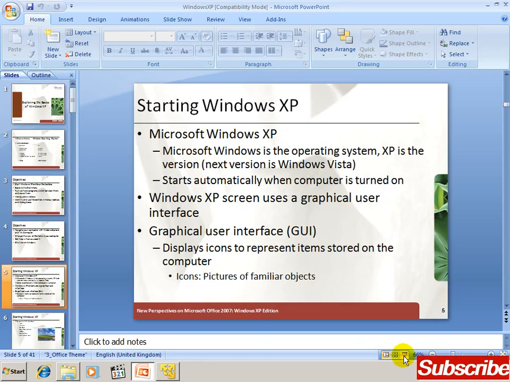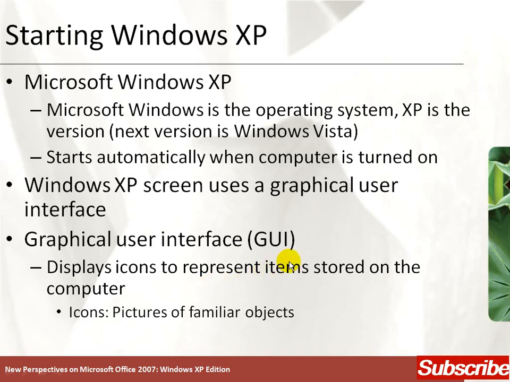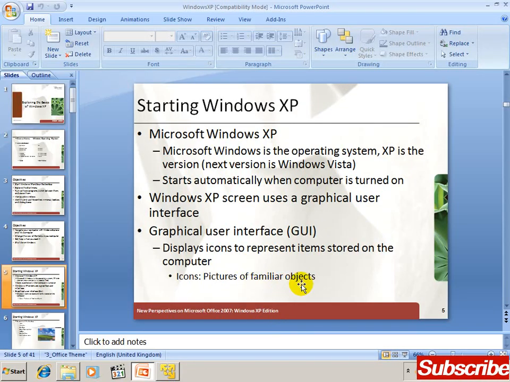Okay, see, a graphical user interface, GUI, displays icons to represent items stored on the computer. Icons, what are icons? Icons are pictures of familiar objects. Objects mean what? A thing. Anything is called an object. For example, a computer is an object or not? Yes. So see here, pictures of familiar objects. Familiar objects mean known objects, known things, something known to you.